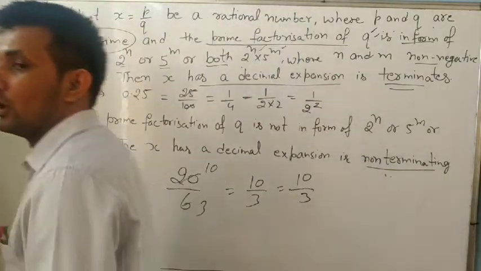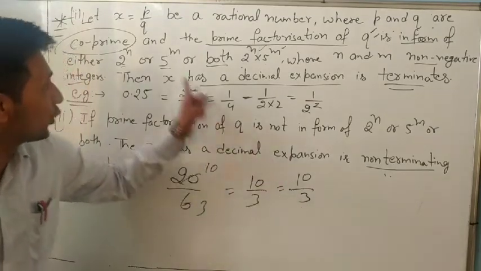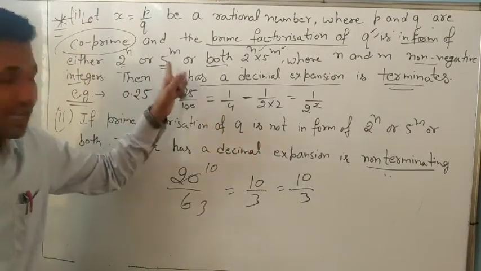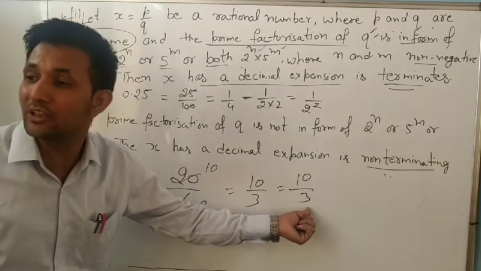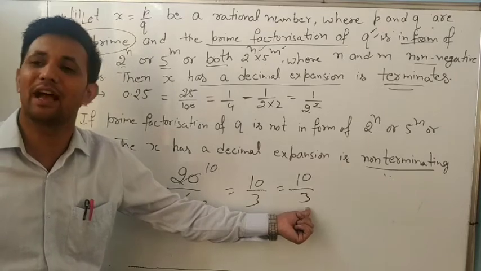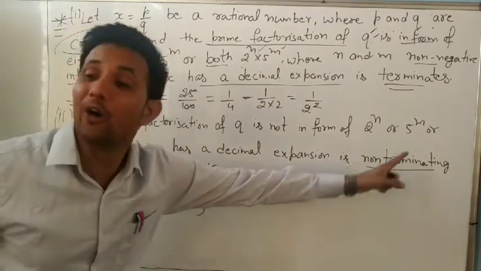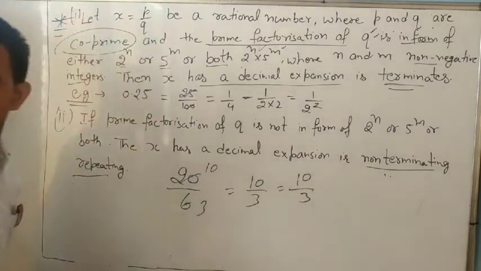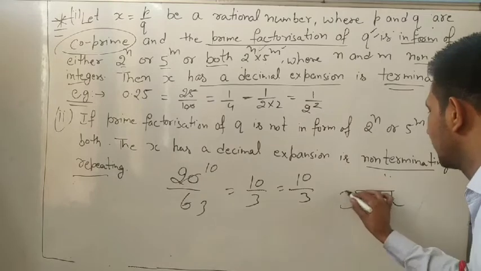So 10 upon 3. We observe that in the denominator, is 2 there? No. Is 5 there? No. Are 2 or 5 both included? No. So what is included? 3. Neither 2 nor 5 is there. It means it is non-terminating. You can check it if you want. So 10 divided by 3.